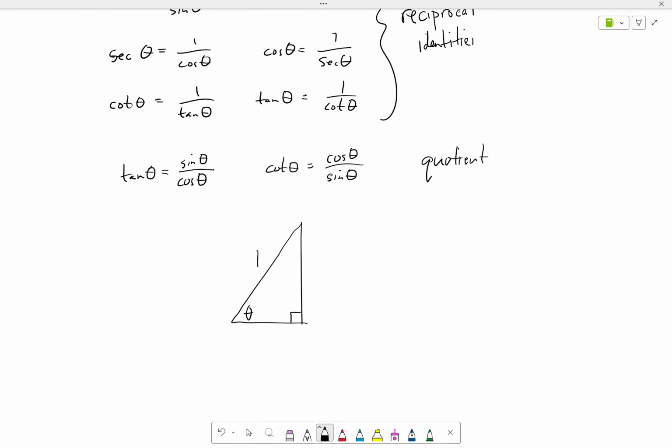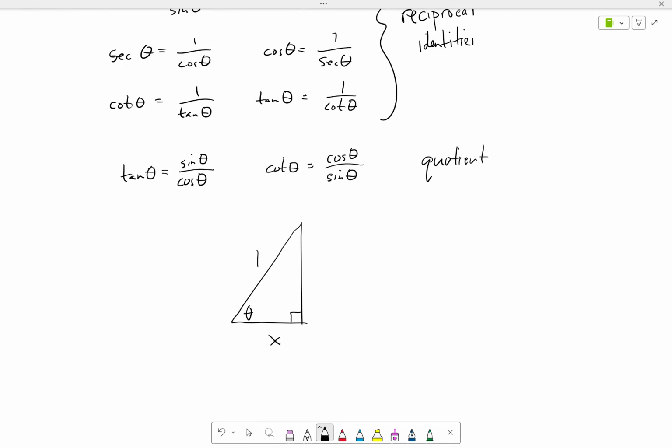This is 1 and this is theta. Do we know that bottom side? Do we have any idea? What are the lengths of the other sides? Don't make it a specific like pi over 3 or pi over 6. This is theta. Okay, I'll call this an X.